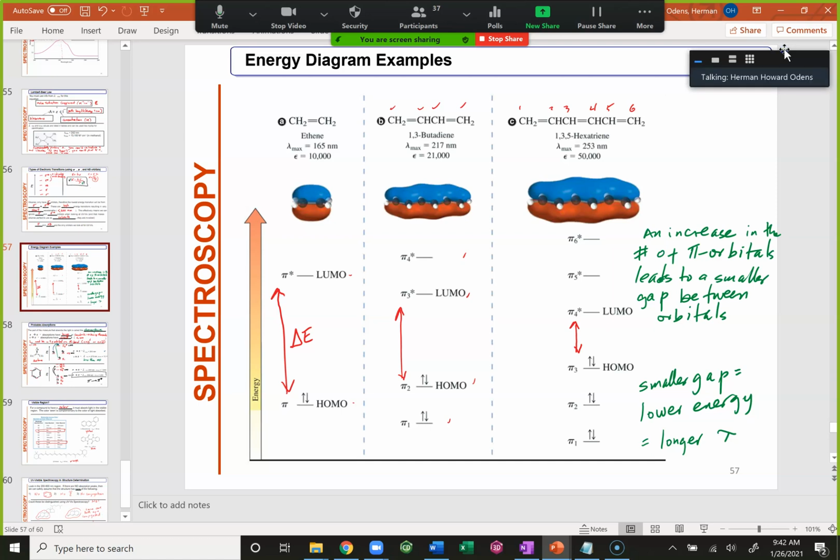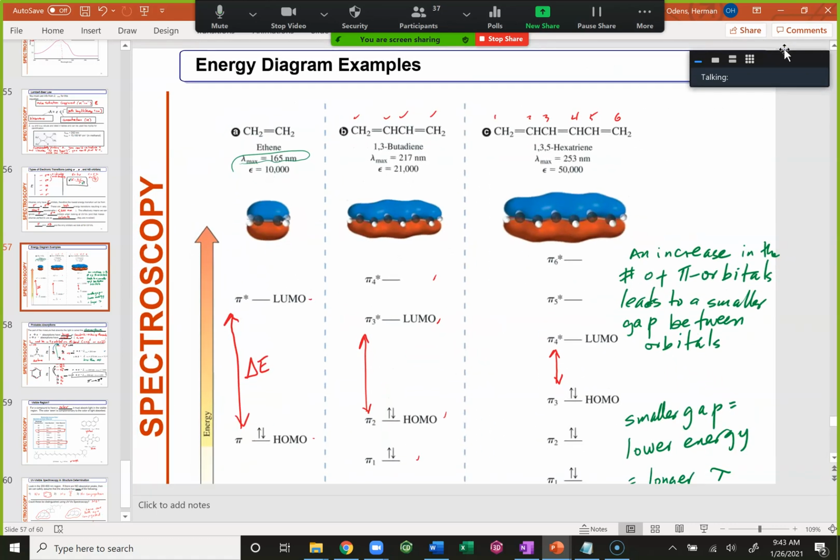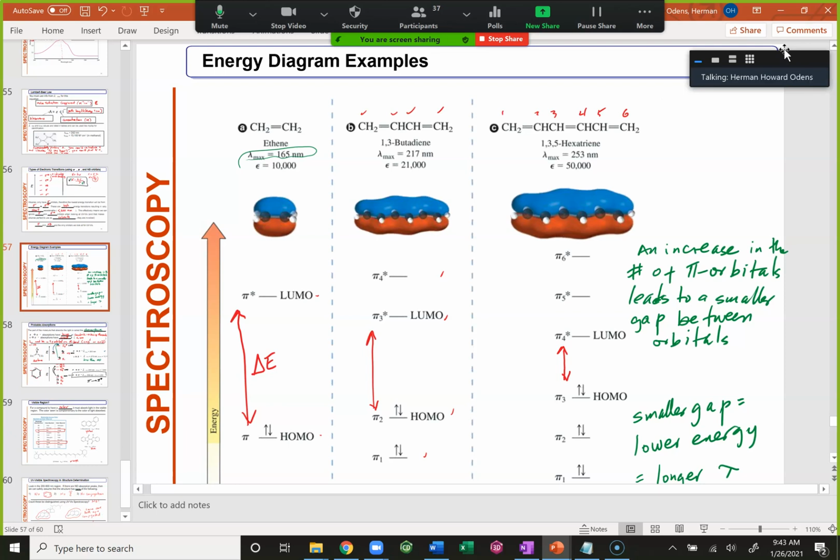Notice the energy gap for ethene. Ethene has a huge energy gap between the HOMO and the LUMO. If I was going to take one of these electrons and excite this molecule and put it over there to make the excited state of ethene, it'll take a lot of energy. Notice that higher energy means higher frequency, right? Meaning lower wavelength. Notice that the wavelength here is 165. Check that out.